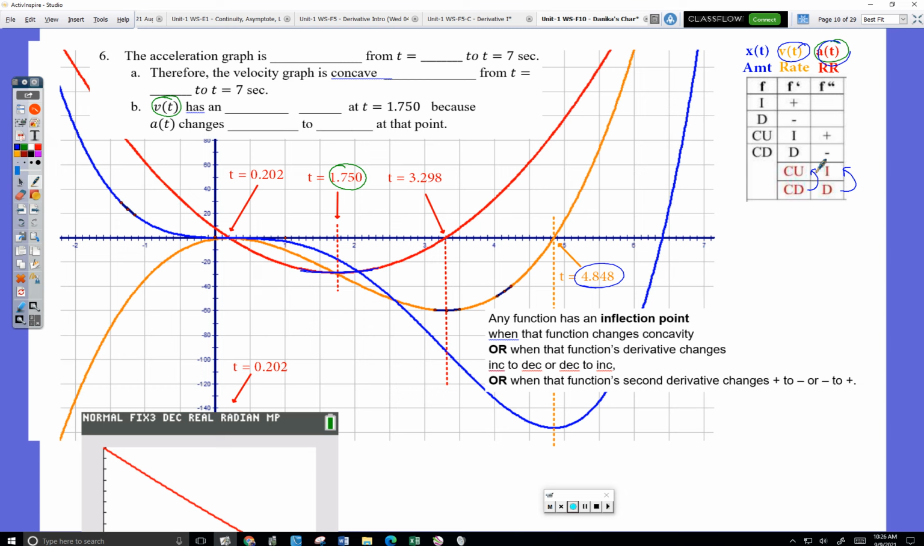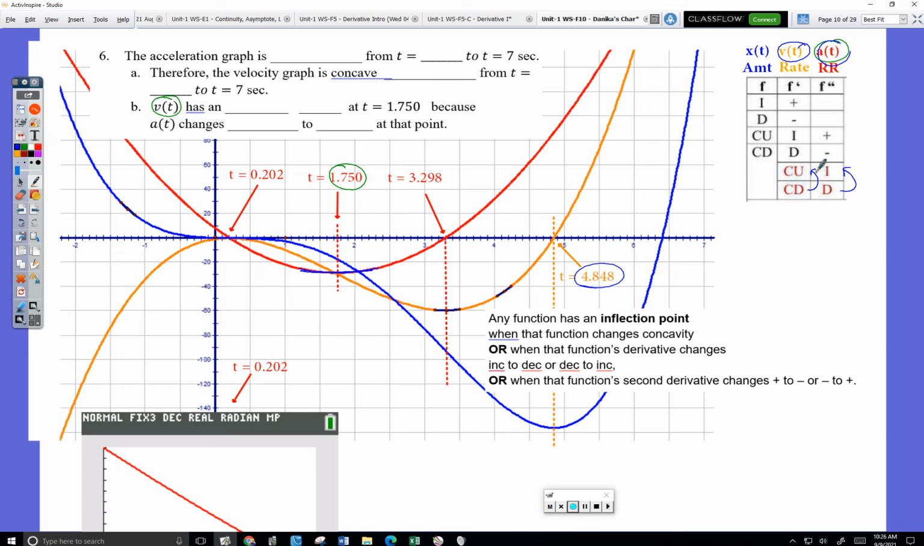I want to find the exact time when the position has an inflection point. Raise your hand and tell me. What is the exact, there's actually more than one answer. I'll take either one. Give me a time when the position has an inflection point. Hands up, come on. Look at your definition. It says any function has an inflection point when that function changes concavity. So what's the time when the position has an inflection point? Hands. Let's go, Lily.